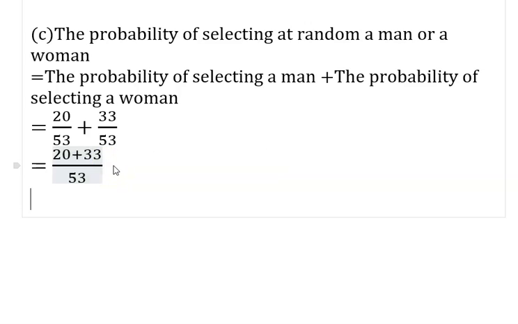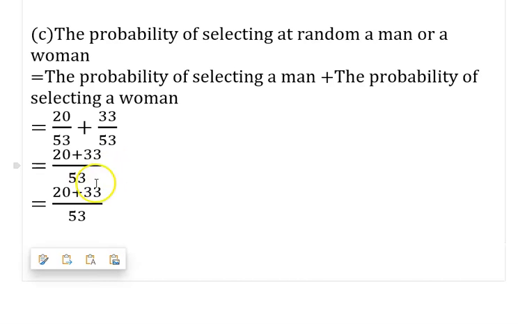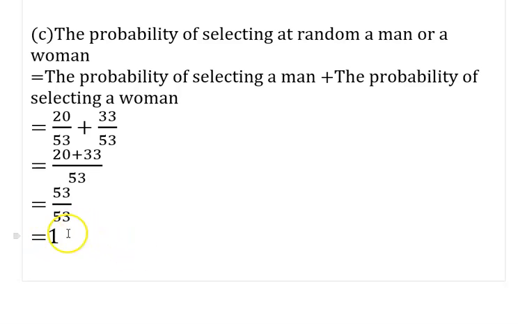So if you are to add what we have here, 20 plus 33, that will give us what? 53. Awesome. So 53 divided by 53 will give us what? 1. What this is telling us, if you remember, at the beginning of the question I said probability is in 3 forms. If it is certain, it will be 1. If it is not, it will be 0. If it is in between, you have different forms of fraction.